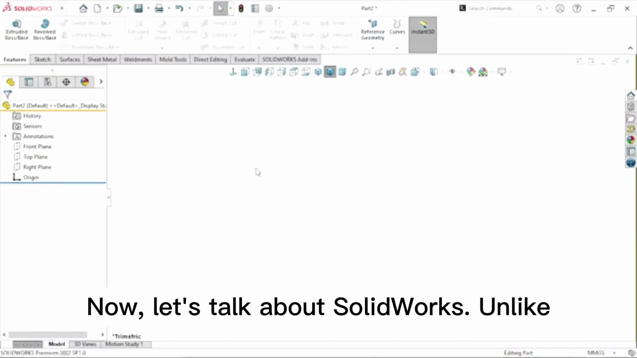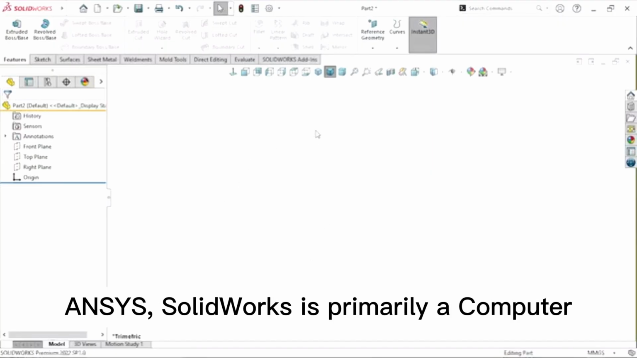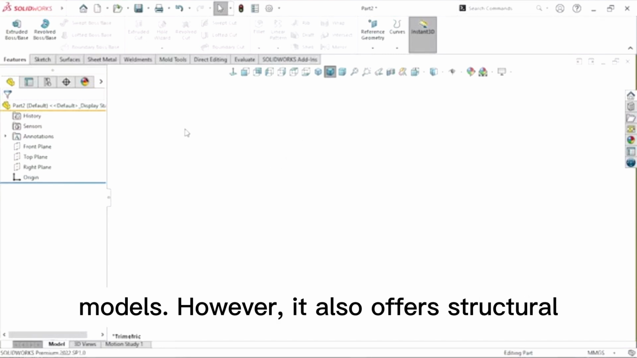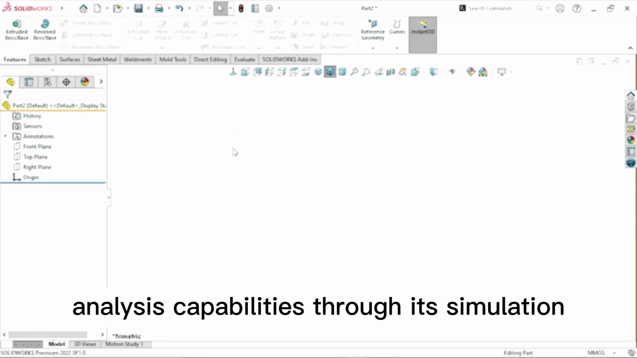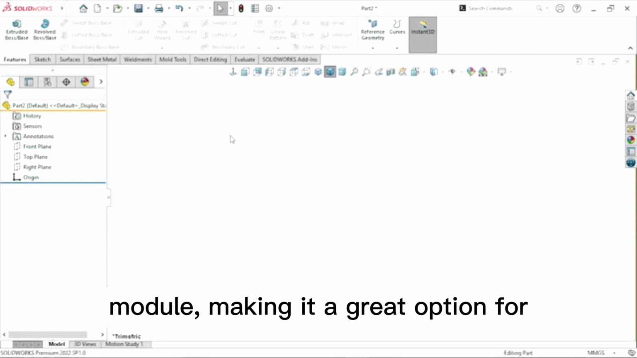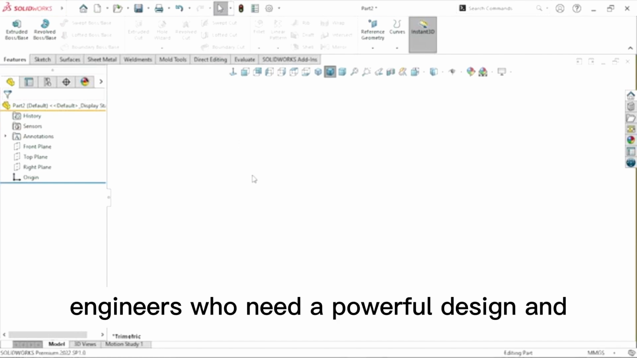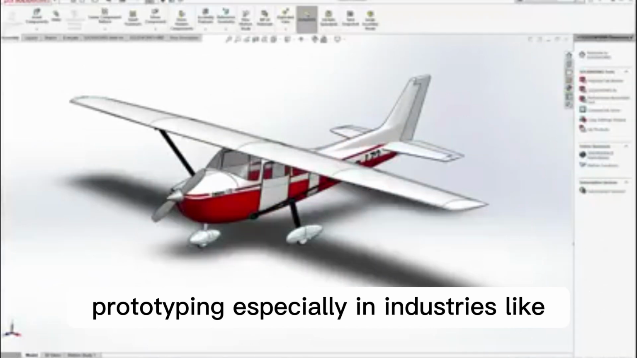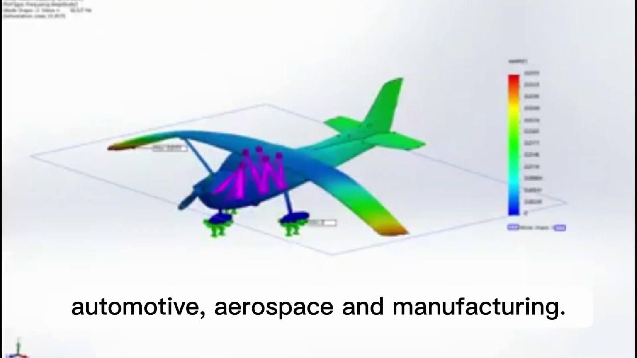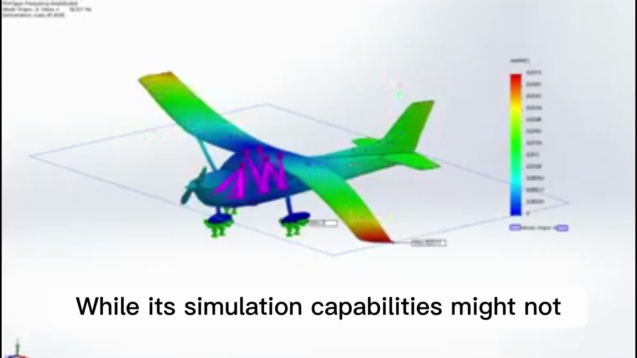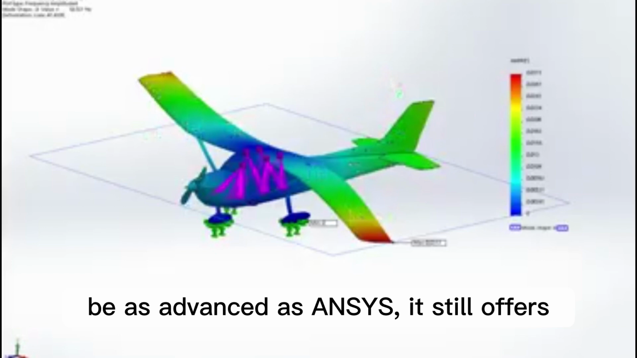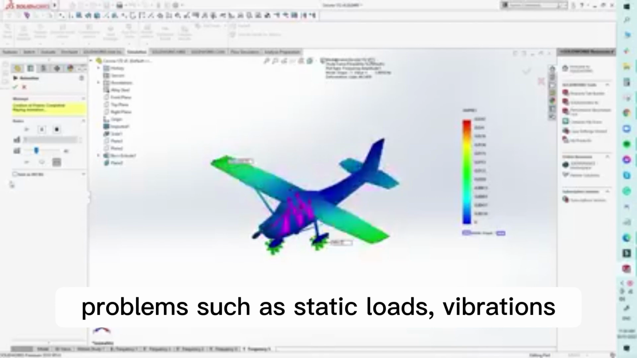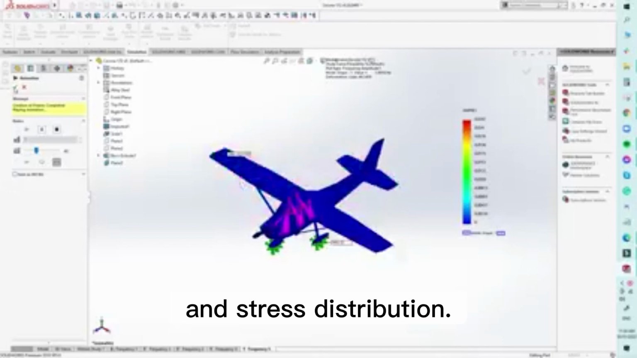Now, let's talk about SolidWorks. Unlike ANSYS, SolidWorks is primarily a computer-aided design tool used for designing 3D models. However, it also offers structural analysis capabilities through its simulation module, making it a great option for engineers who need a powerful design and analysis tool in one. SolidWorks is ideal for product design and prototyping, especially in industries like automotive, aerospace, and manufacturing. While its simulation capabilities might not be as advanced as ANSYS, it still offers solid analysis for common structural problems, such as static loads, vibrations, and stress distribution.